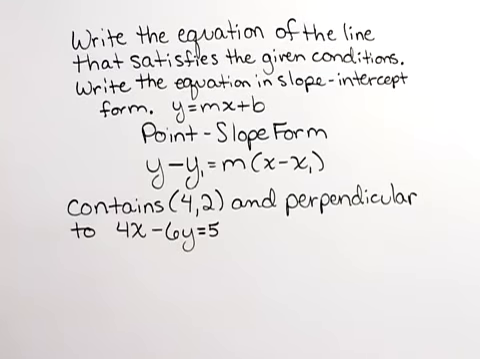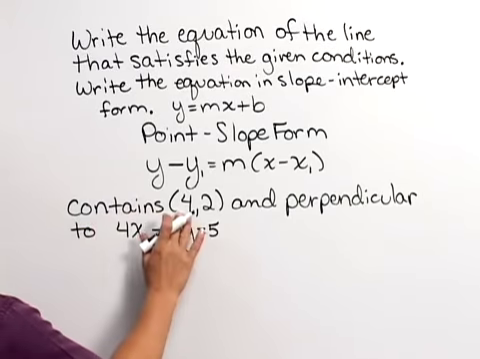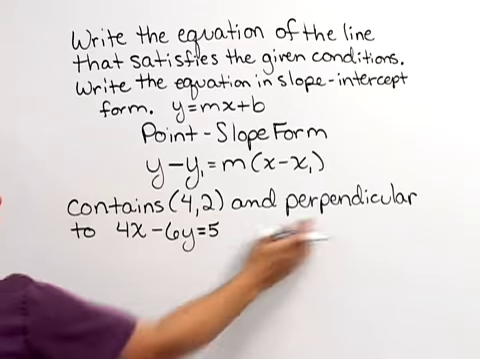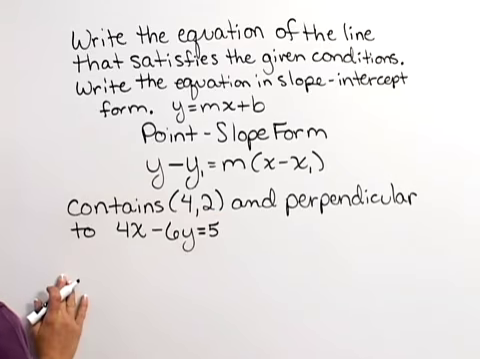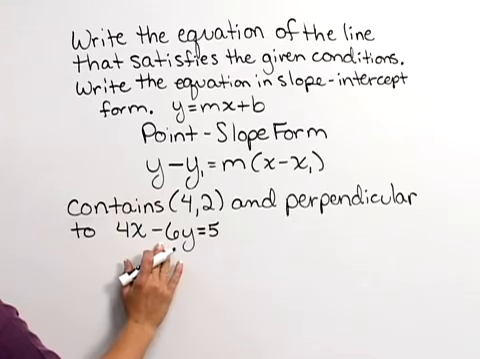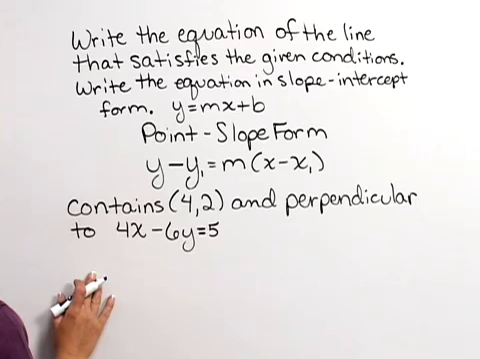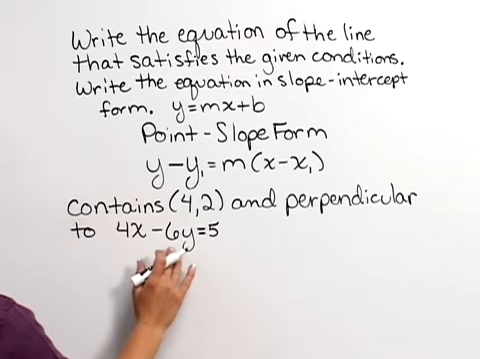For this particular problem, we're going to find the line that contains the point (4, 2) and is perpendicular to this particular line here, which means we need to find the slope for this line, and then we can find our perpendicular line's slope. So we need to solve for y here.